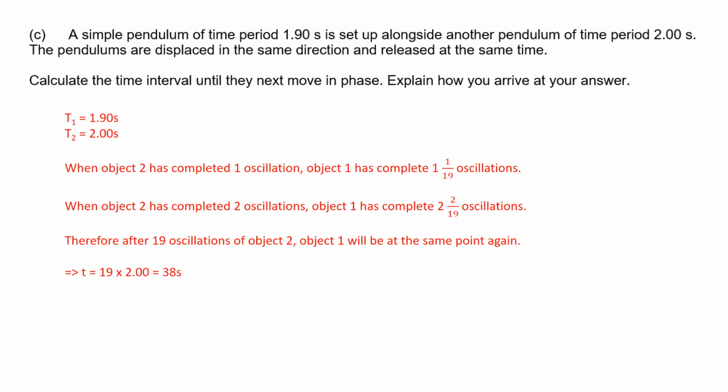So we've got their 2 time periods. So object 2 has a longer time period. So when object 2 has finished one oscillation, object 1 has done one whole oscillation, and it's had another 0.1 seconds, so it's done 1/19th of another oscillation. When object 2 has done 2 oscillations, object 1 has done 2 2/19 oscillations. So we can see that after 19 oscillations of object 2, object 1 will be at the same point as object 2. So 19 times 2 gives you 38 seconds.